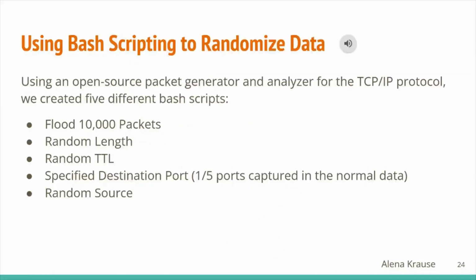To randomize the data as much as possible, we created 5 different bash scripts. Each bash script used an open source packet generator to flood 10,000 packets with random lengths, random source addresses, and random time to live values. Within each of the scripts, 1 out of 5 possible destination ports was specified. These 5 ports were the most common ports being used within our normal data.